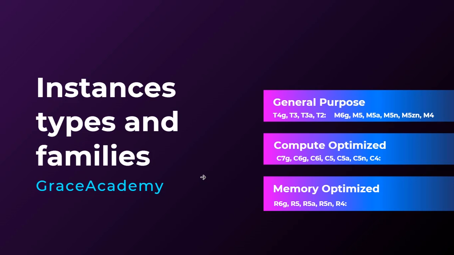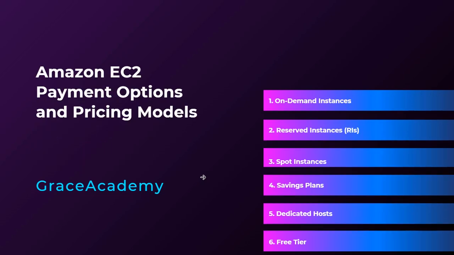I suggest you discover how to choose the right instance type for your needs, whether it's compute optimized, memory optimized, storage optimized, or a general purpose one, based on your need. The other thing I suggest is exploring the Amazon EC2 payment options and the pricing model. Get familiar with on-demand instances, reserved instances, and spot instances, and how they impact your budget and cost.